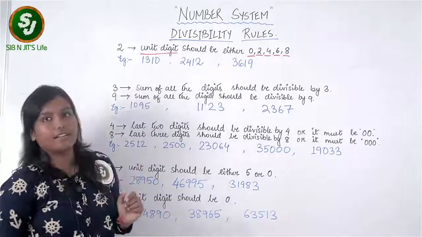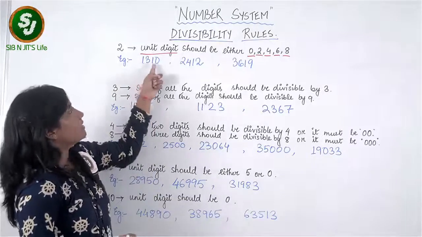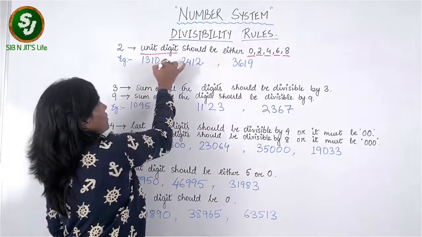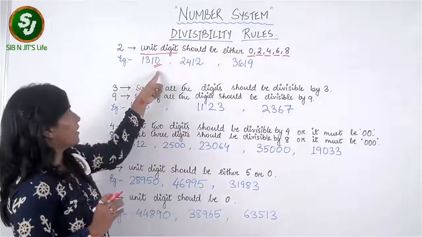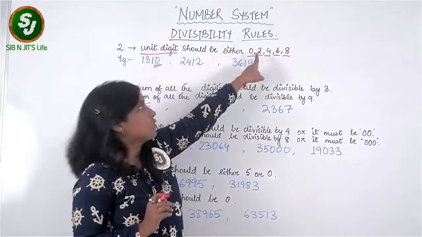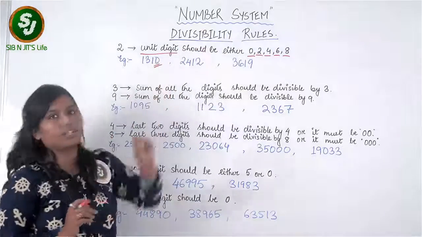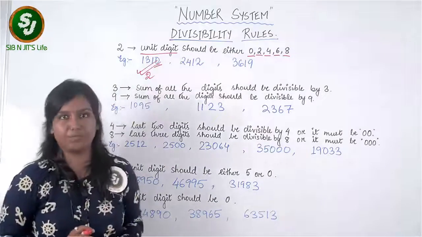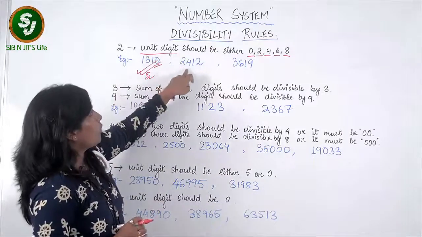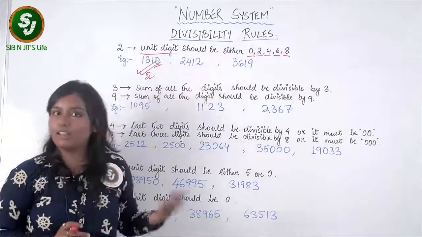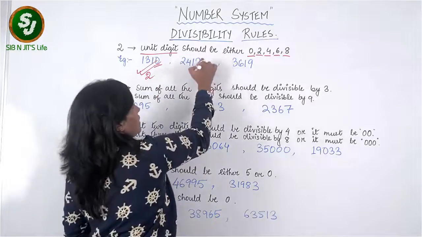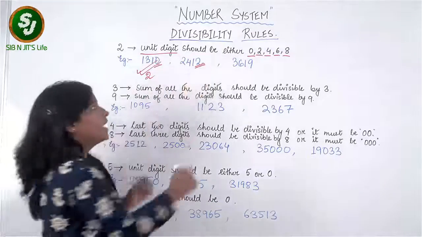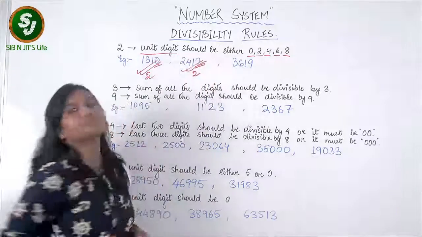So some of the examples here are, if I ask you 1310, is this number divisible by 2? Directly we will check the unit digit. We have a 0 here. So we know that whenever a 0 is placed in the unit digit, then this number is divisible by 2. Next number you see 2412. We'll not divide it in the long process. We'll just check the unit digit, which is 2. So if we have a 2 in the unit digit, then also it will be divisible by 2.